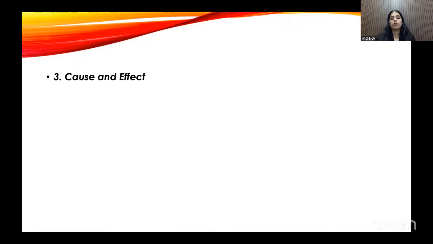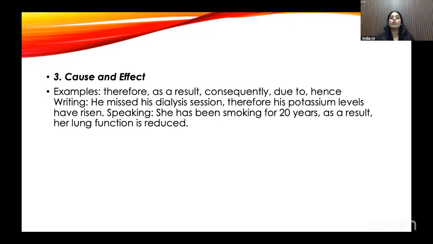Now, if you want to show cause and effect of something, first I want to show why something is happening, and then I want to show the result of that happening. So I have words like therefore, as a result, consequently, due to, hence. So look at the first sentence. They have said that this patient missed his dialysis session. And now, because of this, therefore, his potassium levels have risen. So I'm able to show the cause and effect of an action with the help of this word, therefore.